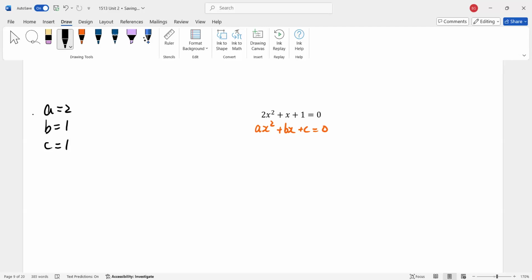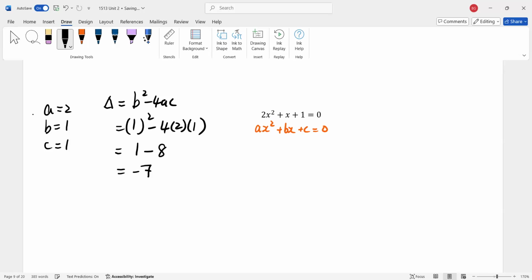Once we have ABC, we are going to find delta, which is b squared minus 4ac. B is 1, put it here. A is 2, put it here. C is 1, put it here. And then evaluate. Square of 1 is 1. And this is just a 1 negative. 4 times 2 times 1 is 8. And we have -7, right? -7.